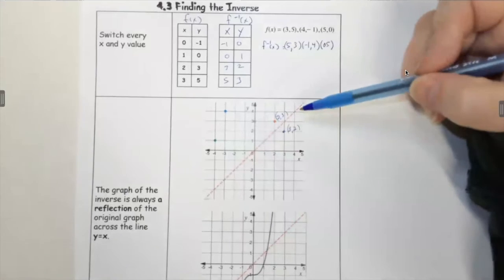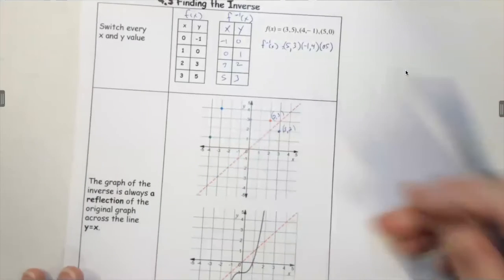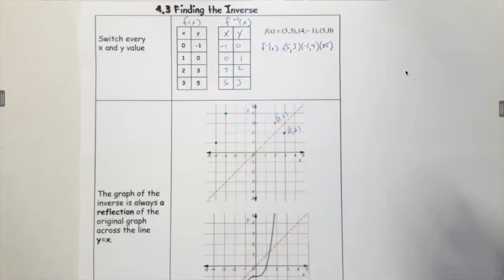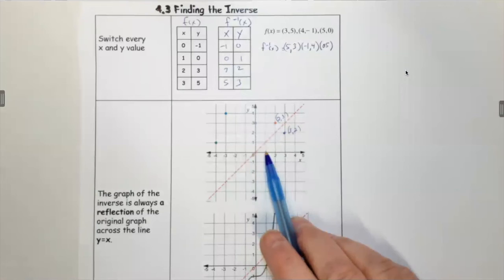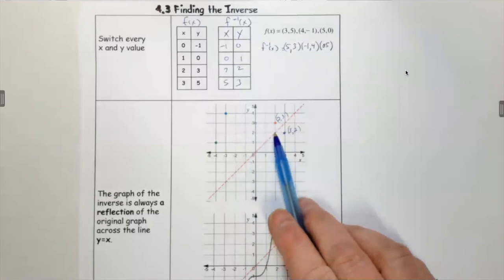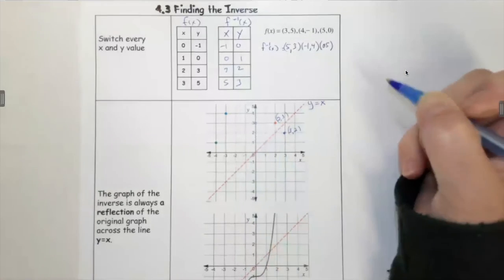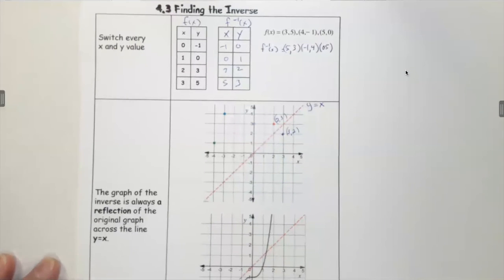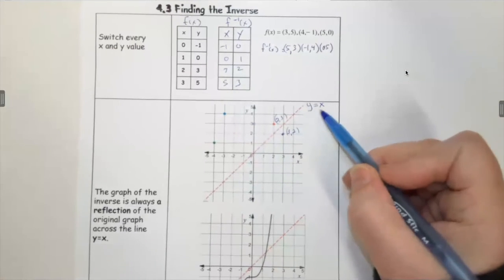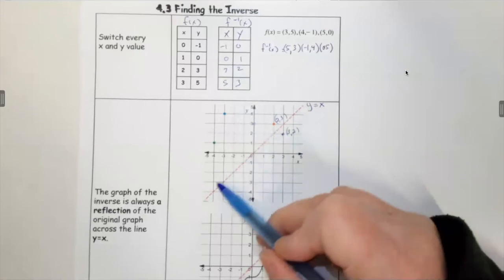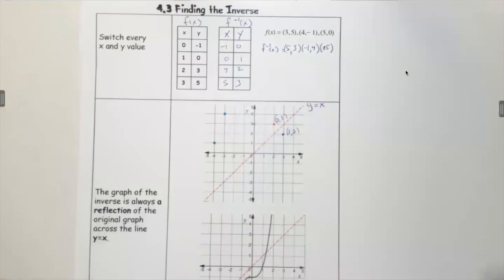Notice the relationship to the line when x equals 1, y equals 1. When x equals 2, y equals 2. This is the y equals x line. It is like a mirror image across the line. You will always see that y equals x. This line is a part of finding the inverse.